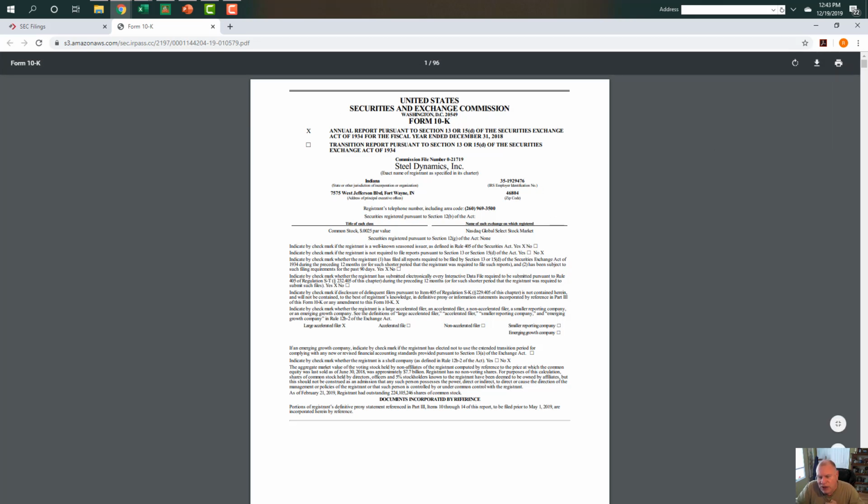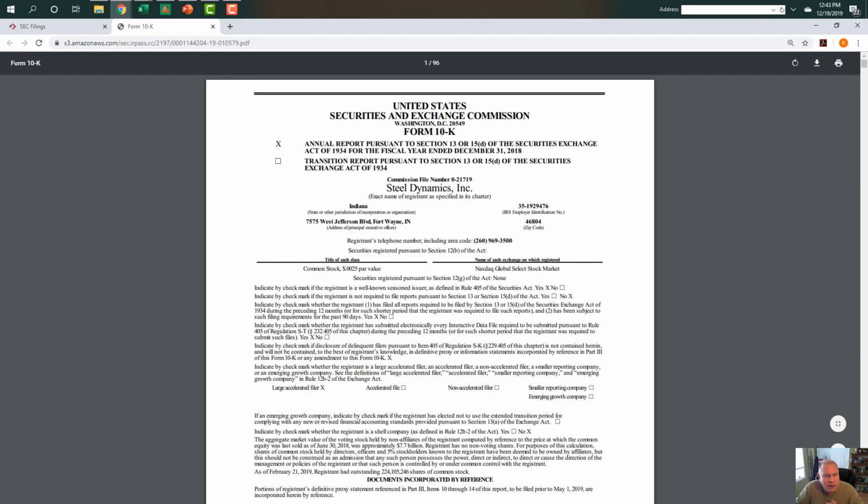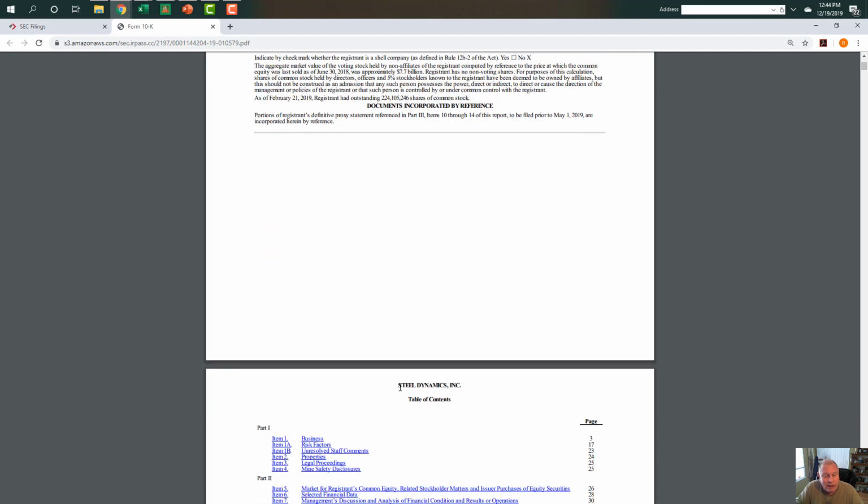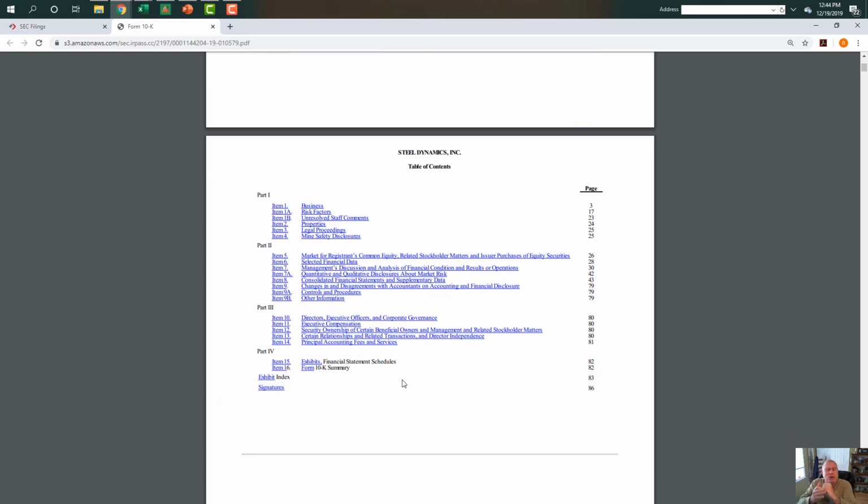They're all a standard format. They all look basically the same, and it indicates the name of the company, their address, their TIN. We've got to keep our social security numbers confidential, but theirs are out there. And this talks about what the filing is. The next page is always the table of contents, and this is where you start.